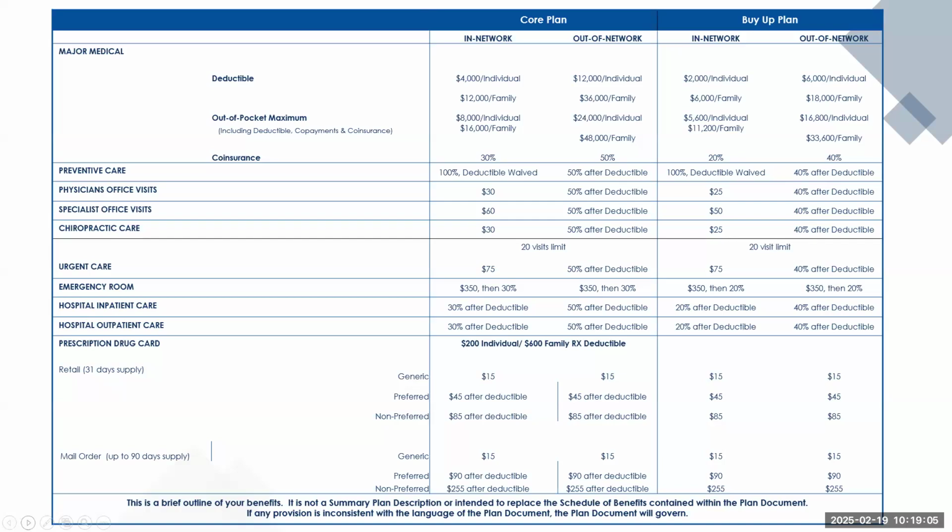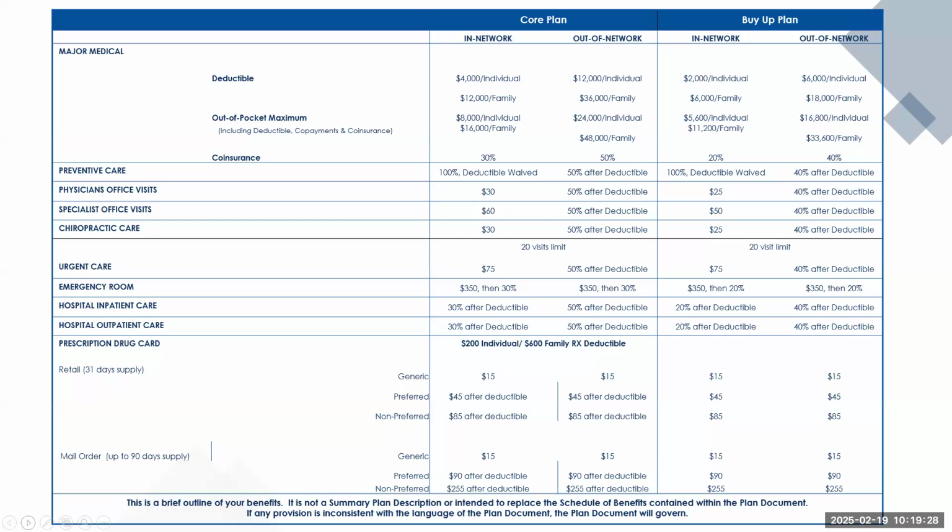And then now let's move to the buy-up plan. A little bit richer, so the premium's a little bit higher. But for deductible, you're looking at $2,000 for individual, $6,000 for family, out of pocket $5,600 for individual, $11,000 for family, and the coinsurance is a little bit richer as well, 20%. So same as the core plan.